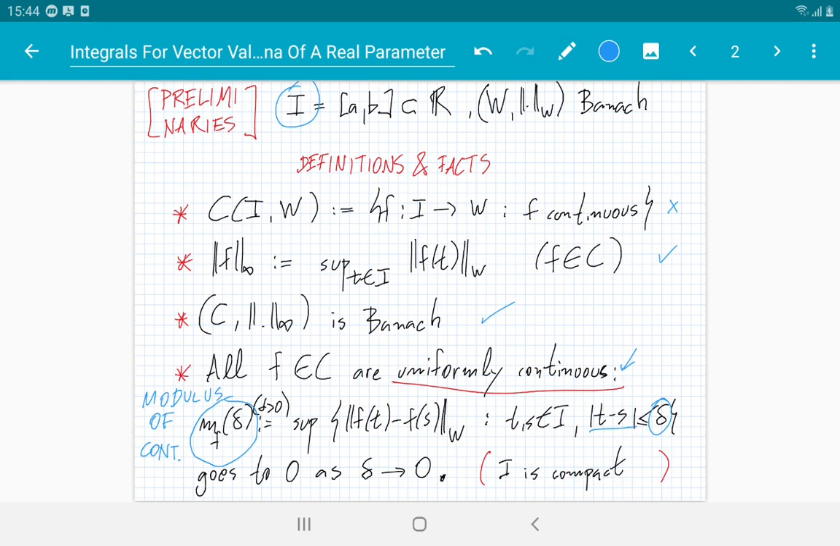And uniform continuity simply means that this quantity goes to zero as delta goes to zero. That is, for any epsilon, there is a delta that makes the modulus of continuity less than or equal to epsilon. And of course, that definition we know. So that's just another way of stating that same definition, which is going to be useful for some of our quantitative estimates today. Okay, so we're going to be sticking with this notation for the remainder of this lecture.